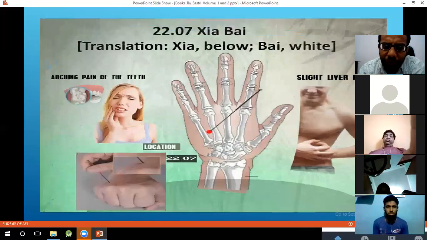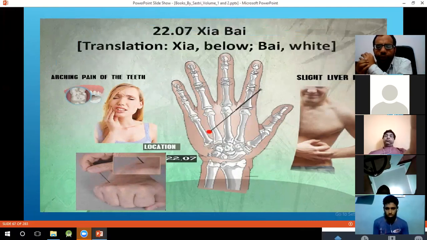So comes 22.07. It's very good for TMJ. TMJ, this point is important. It comes here, here itself. It is very good for TMJ.